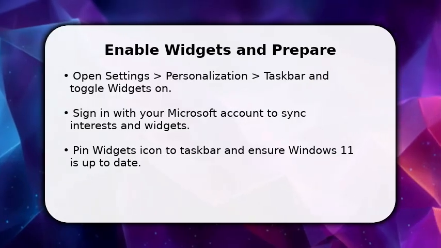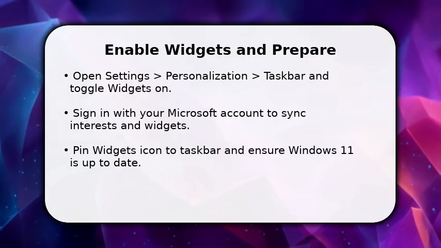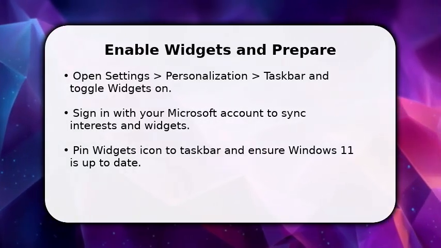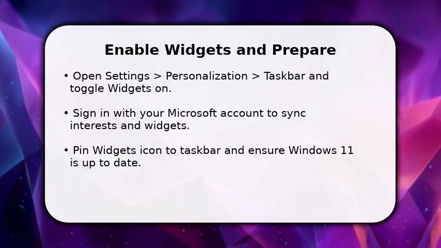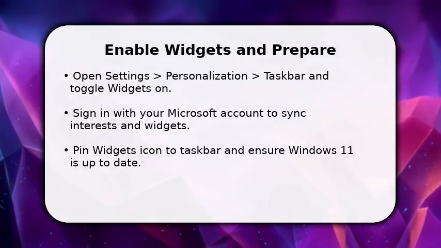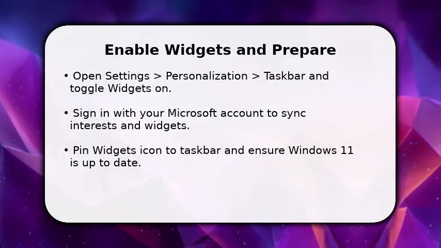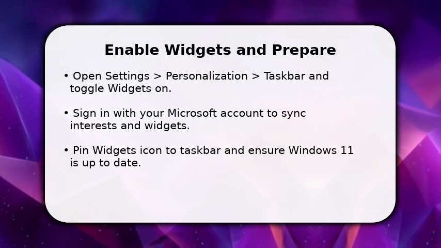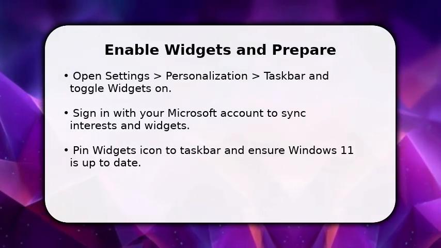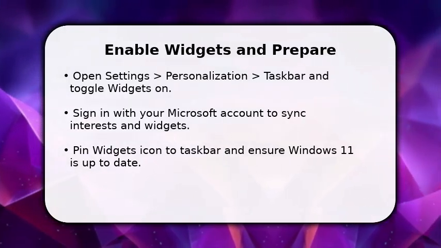You start by enabling widgets so they appear on the taskbar. Open Settings, go to Personalization, then Taskbar, and flip Widgets on. Sign into your Microsoft account next so your feeds and calendar sync properly. This gives you saved interests and personalized content. Once done, right-click the taskbar to confirm the widget's icon is visible and pin it if needed.